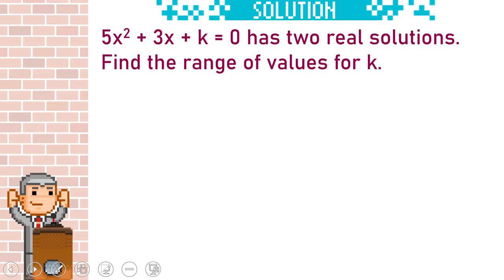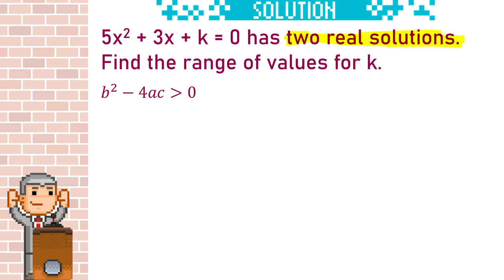The final question I gave was 5x squared plus 3x plus k is equal to 0, and it has 2 real solutions. So the key part here is the 2 real solutions. So that means that with the discriminant, it must be greater than 0 to give 2 answers.